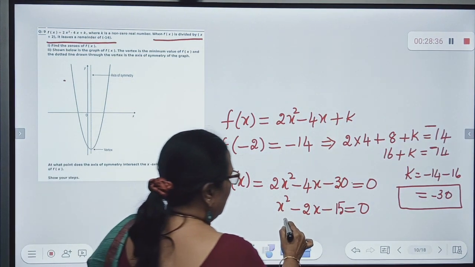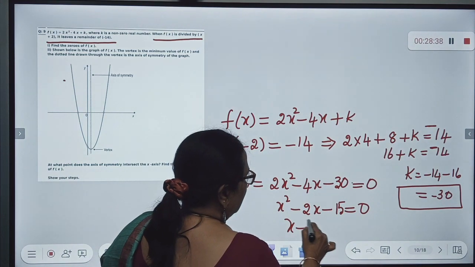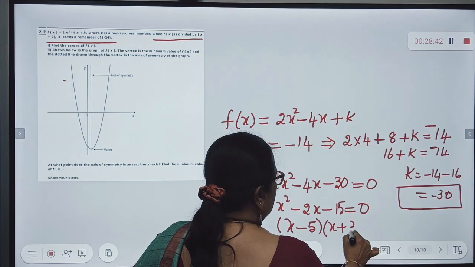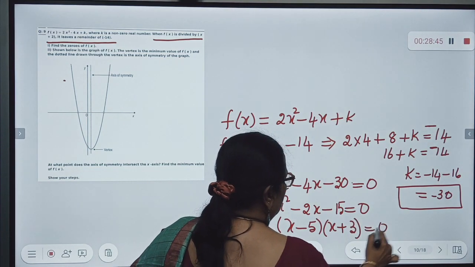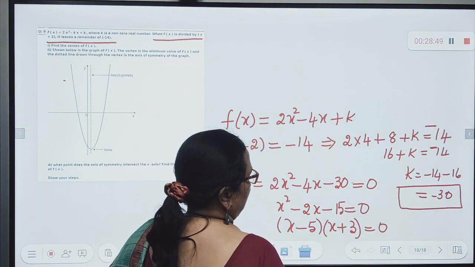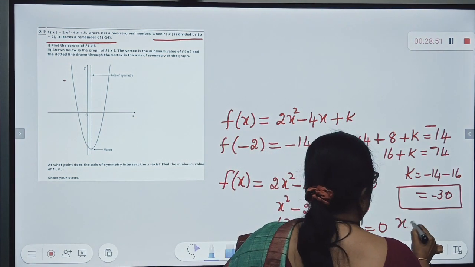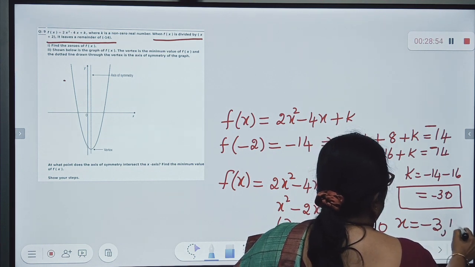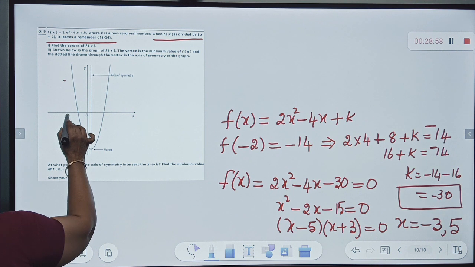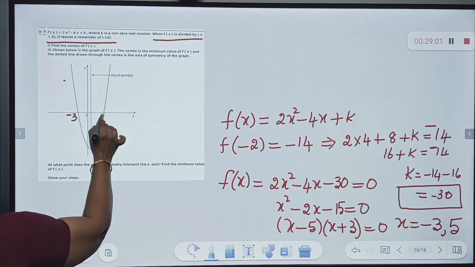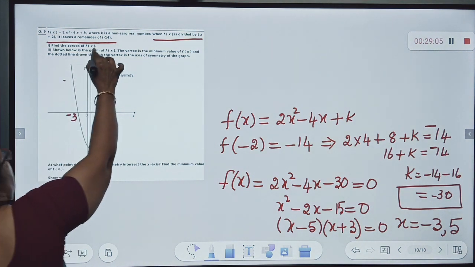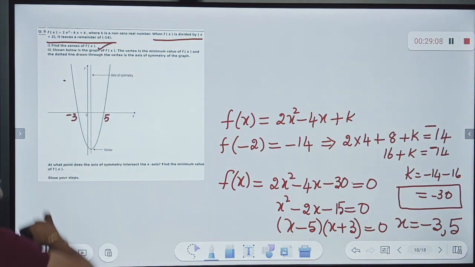So when I factorize, what will I get? This is x minus 5, x plus 3 equal to 0. Minus 5 plus 3 is minus 2. Minus 5 into 3 is minus 15. So the zeros are minus 3 comma 5. This is minus 3, this is 5. Now we have finished the first part. Find the zeros of f of x.